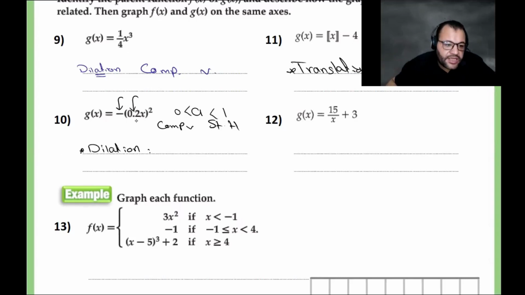So now inside the bracket means x or y? Stretch horizontal. So I don't need the vertical part. I need only the horizontal part. So it will be a stretch horizontal.